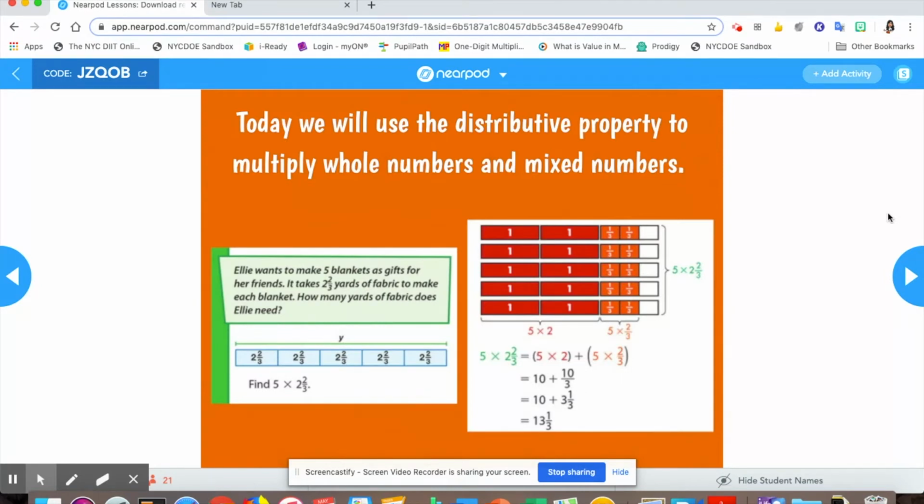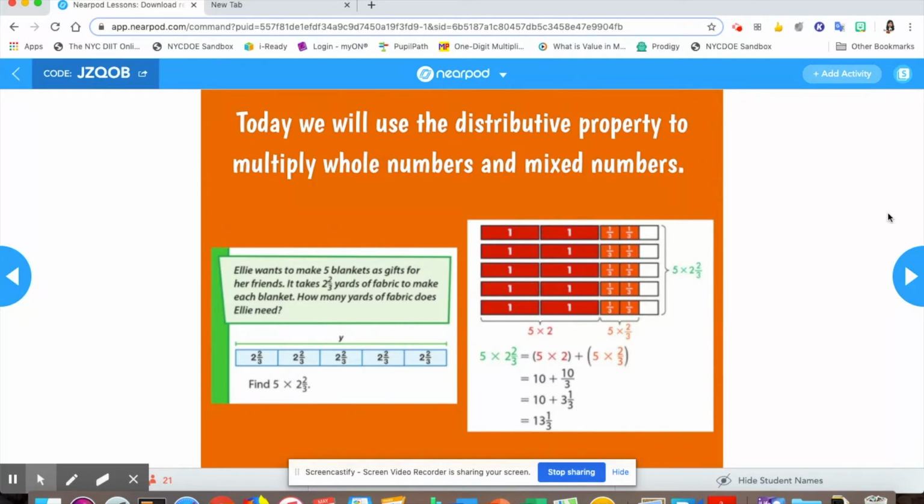Here we have a word problem and we have the solution to the word problem. But first, I'm going to read the problem to you. Here we're talking about Ellie, and Ellie wants to make 5 blankets as gifts for her friends. It takes her 2 2/3 yards of fabric to make each blanket. And we want to know how many yards of fabric does Ellie need, okay? So again, the gist of this problem is that we have a girl named Ellie, and she's making blankets for some friends. And for each blanket, she uses a certain amount of yard.